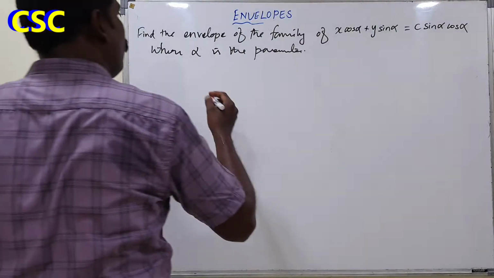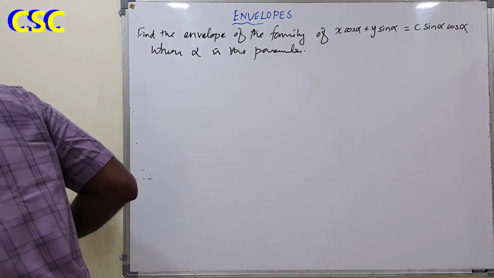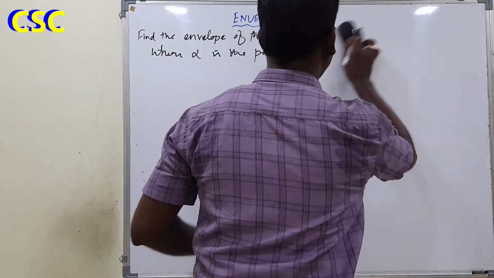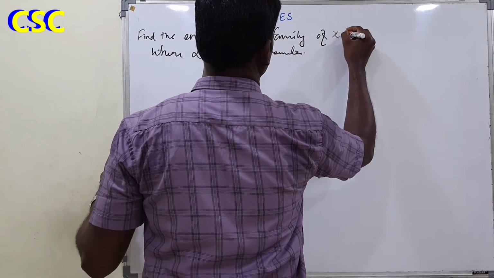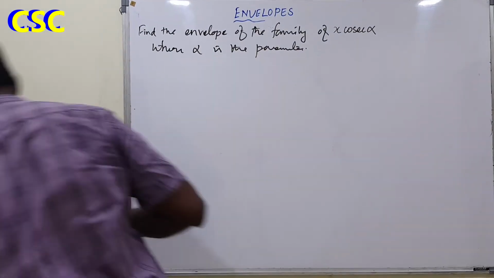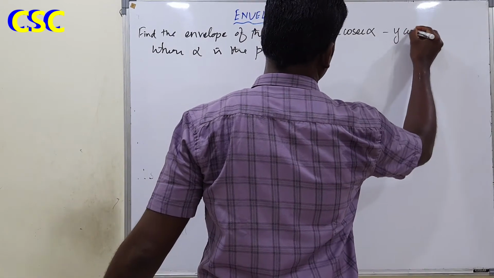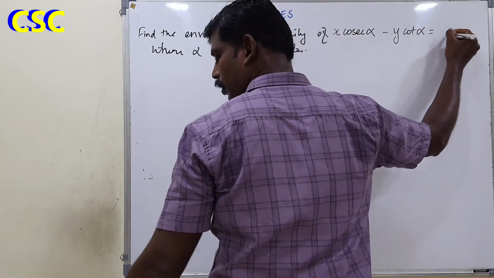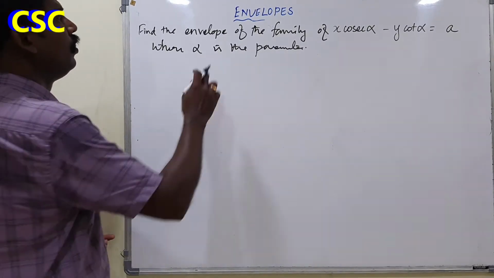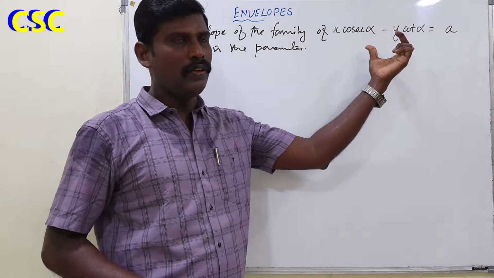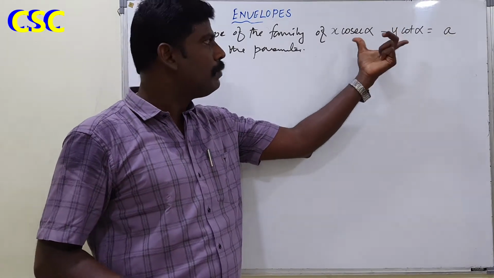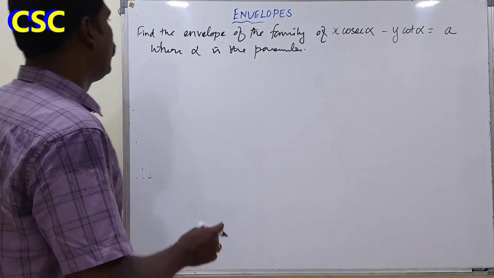Next one. Find the envelope of the family of straight lines x cosecant alpha minus y cot alpha equal to a, where alpha is the parameter. This is also a family of straight lines. I am going to find the envelope of this family of curves.